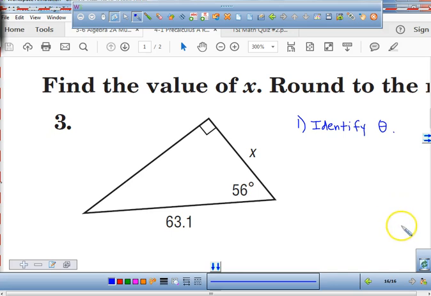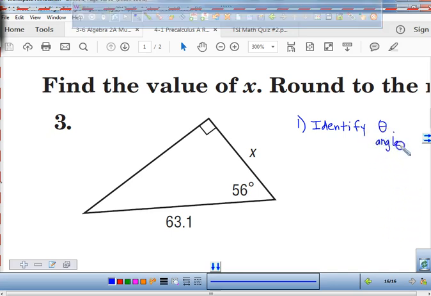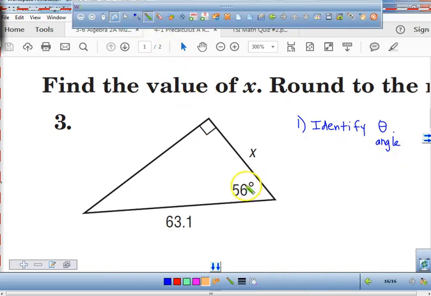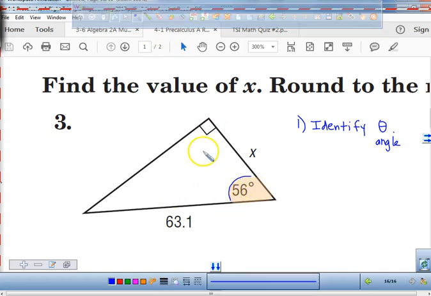Identify theta, which means identify the measure of the what? Theta. Of the angle that you're going to be working from. That's the first thing. So which angle are we going to be working from in this particular case? 56. Now technically, yes, I know some of you are thinking, well, I don't have to work from 56. Technically, I could do 90 plus 56, take it away from 180, and I could work from here. But they've already given it to us. So we're just going to go from 56. Okay? 56 plus what adds up to 90?